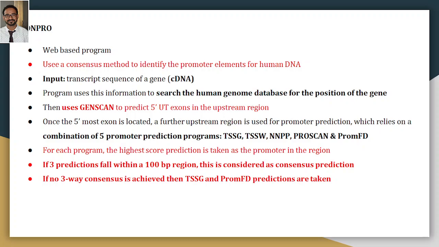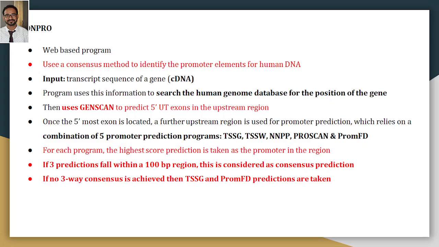They all were based on the consensus method, like the aggregated method. The input will be here again cDNA, that is the transcript sequence of the gene. Next, the program uses this information to search the human gene databases for the exact position of the gene. That is why it uses GENSCAN.